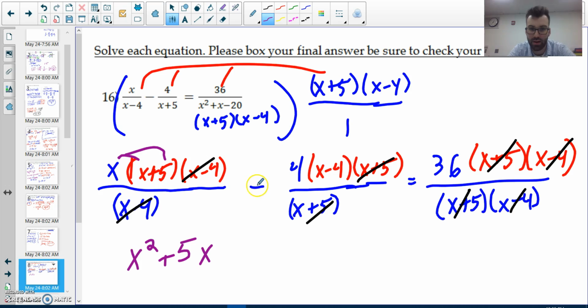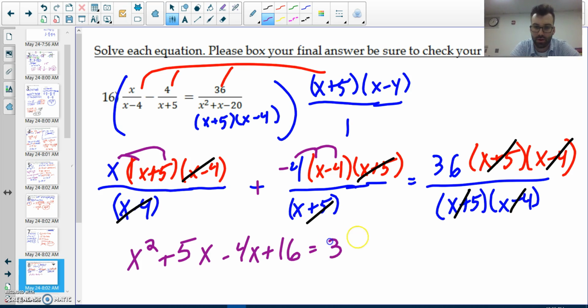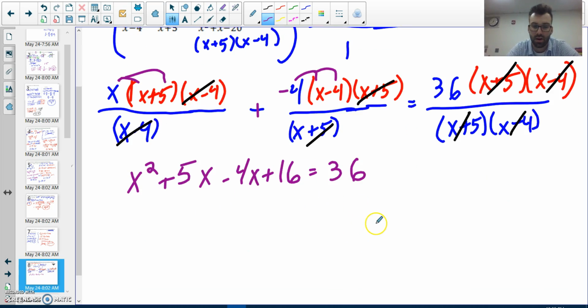So really, if I were to do this, it'd be the same thing. Now here's the deal, a lot of people make this mistake, they forget about this negative and they write it as positive 4, and it's just not going to give you the same thing. So I'm just going to leave it like that, so that I have minus 4x plus 16 equals 36.